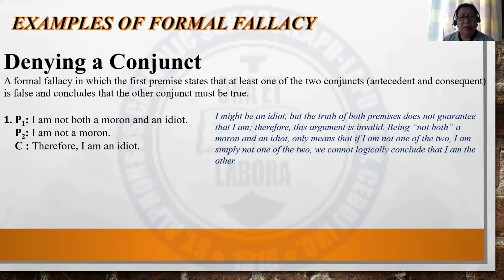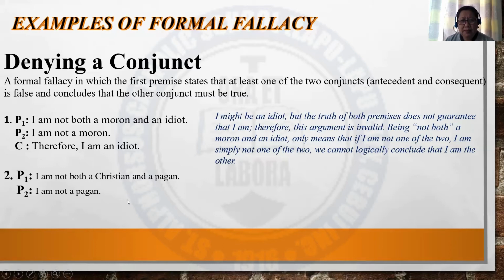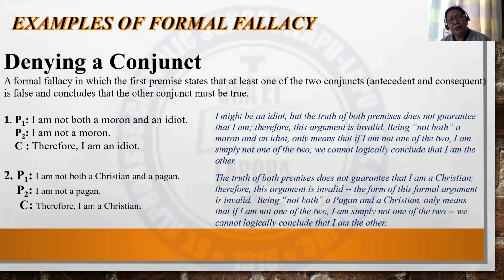Being not both a moron and an idiot only means that if I am not one of the two, I am simply not one of the two. We cannot logically conclude that I am the other. Another example, I am not both a Christian and a pagan. I am not a pagan. Therefore, I am a Christian. The truth of both premises does not guarantee that I am a Christian. Therefore, this argument is invalid. The form of this formal argument is invalid.